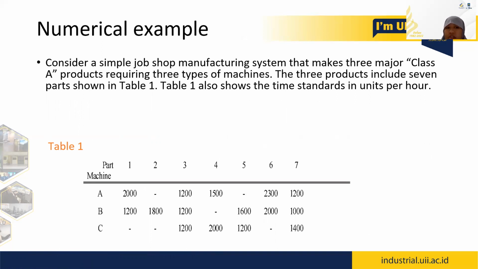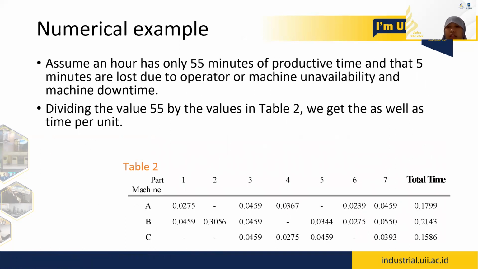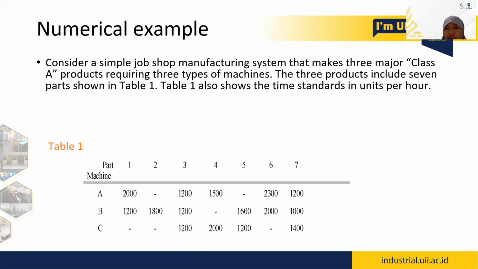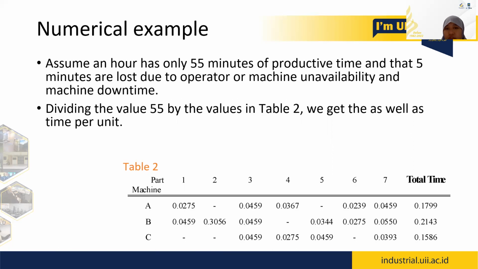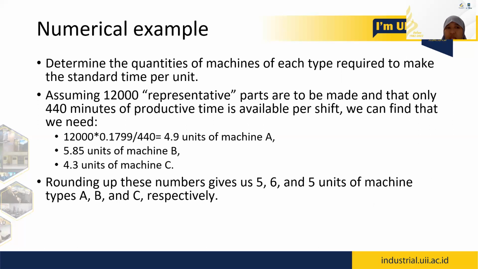based on this. So for example, we have table 1, which shows the time standard in units per hour, and then let's say that the company assumes that in an hour there are only 55 minutes of productive time. The other 5 minutes are not calculated, so we can take our time like this by dividing the value 55 with the value in this table, and then we get table 2.